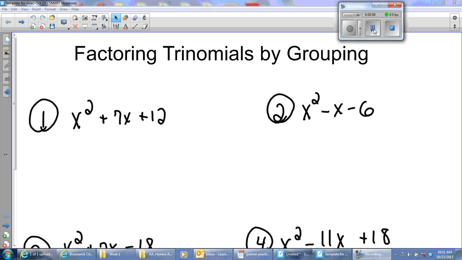Now, I have to tell you, I didn't ever used to teach it this way until recently, meaning last year, and I think this is the best way to do this. It is so simple. All right, so watch how we're going to do this. We're going to take a trinomial. Remember, trinomials have three terms.